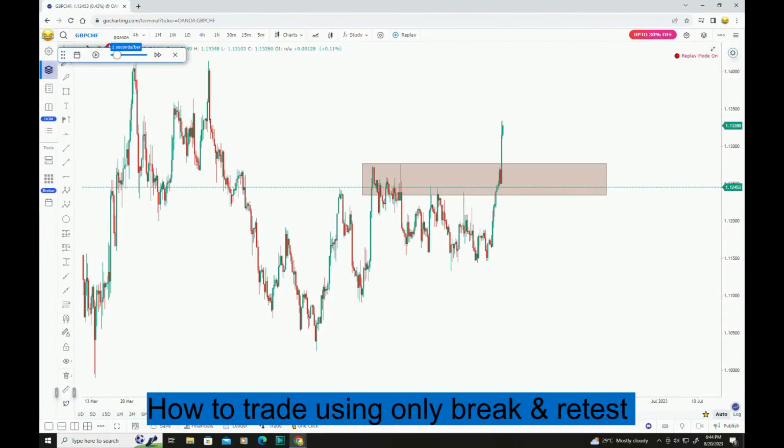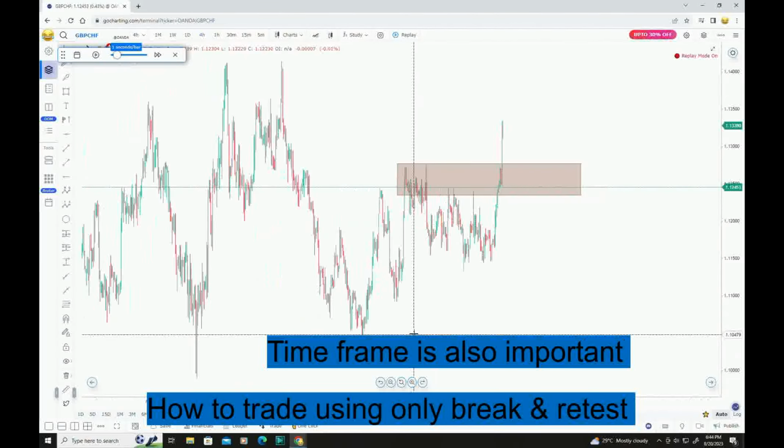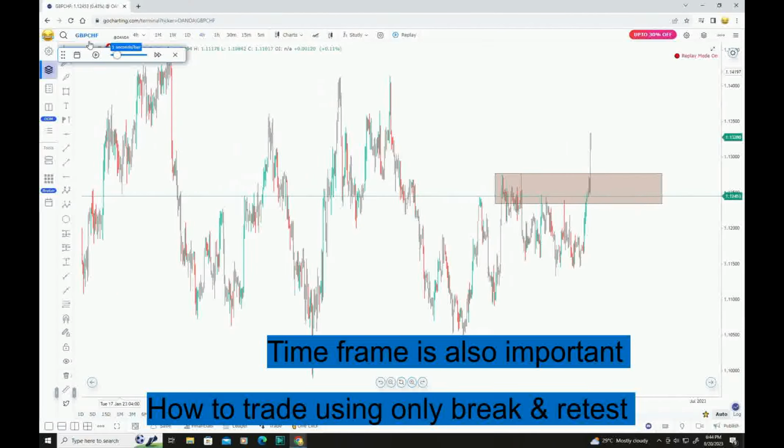When you are trading break and retest, the time frame is very important. The higher the time frame, the better the chance of the price continuing in the same direction. Now let me show you a few examples so you can see if you get a similar trade next week. Today is Sunday, the market is off. Let me start here. This pair is GBPJPY.